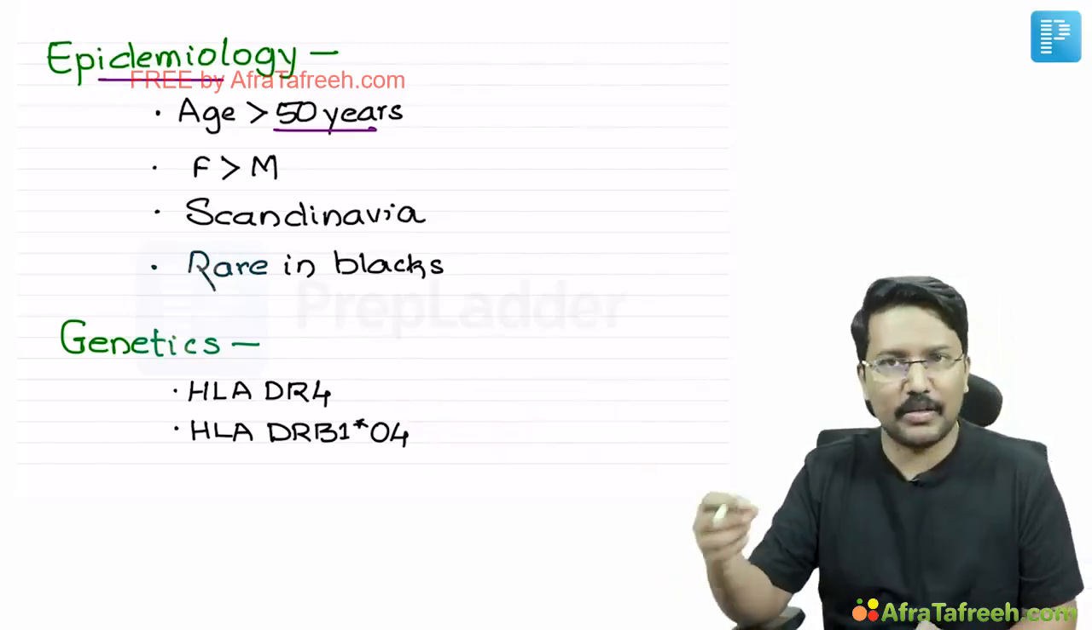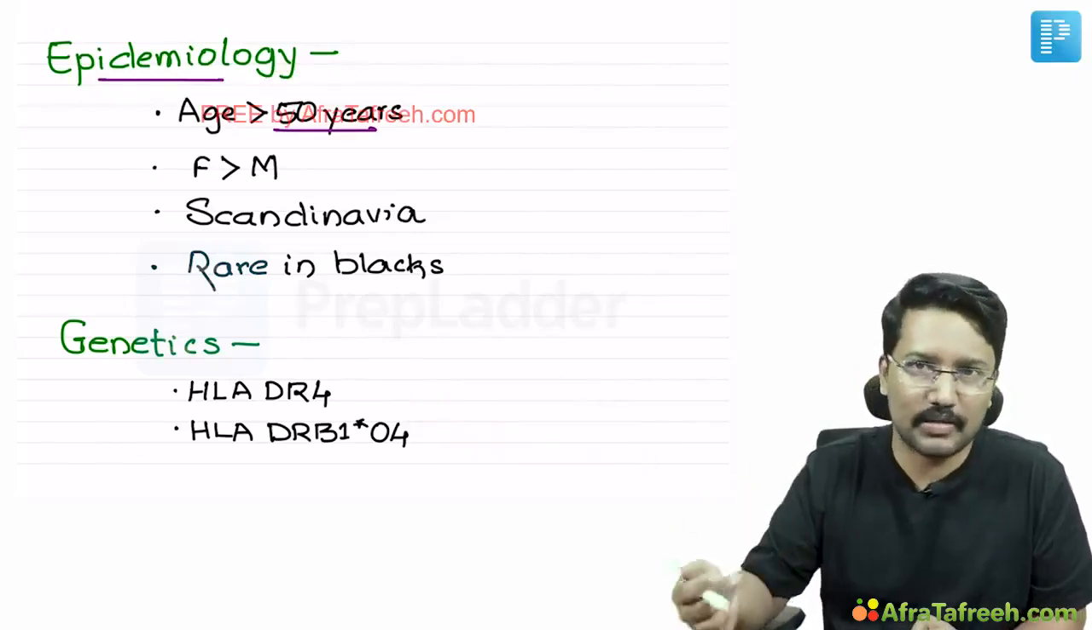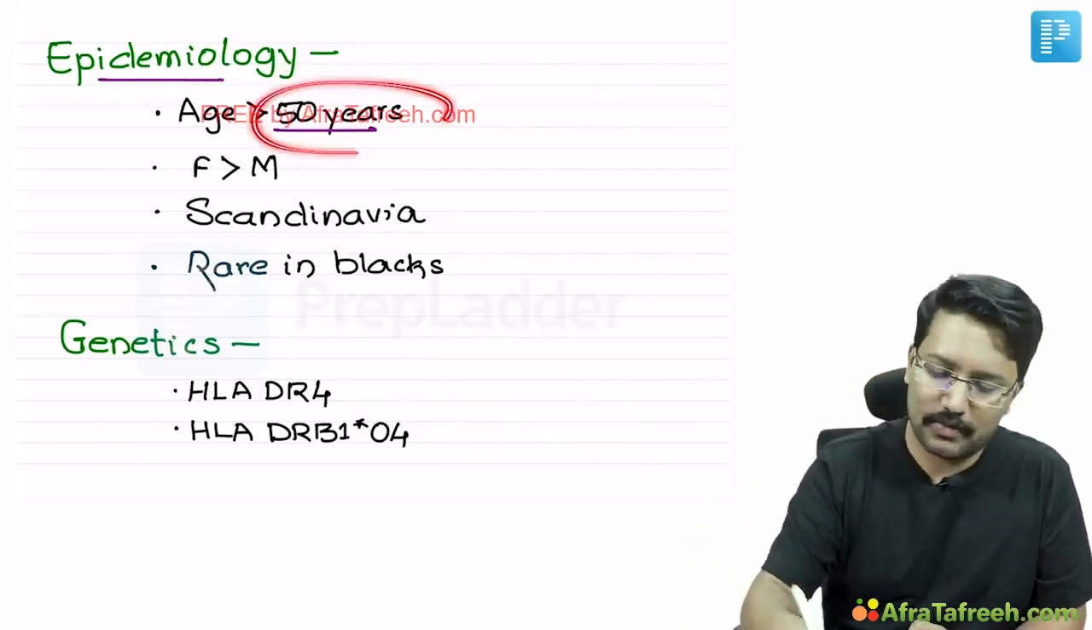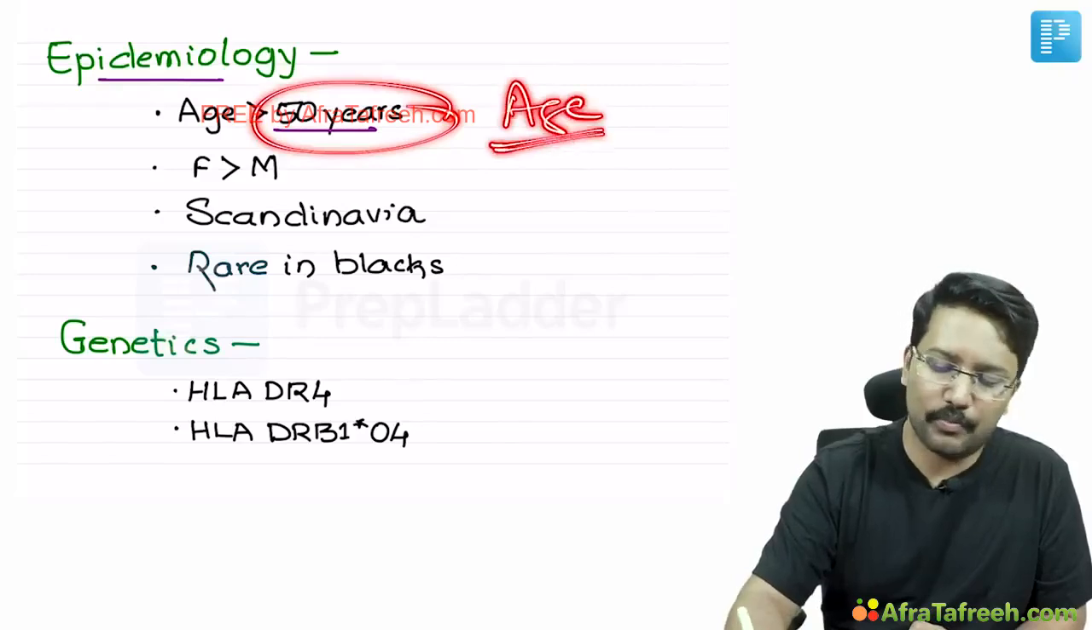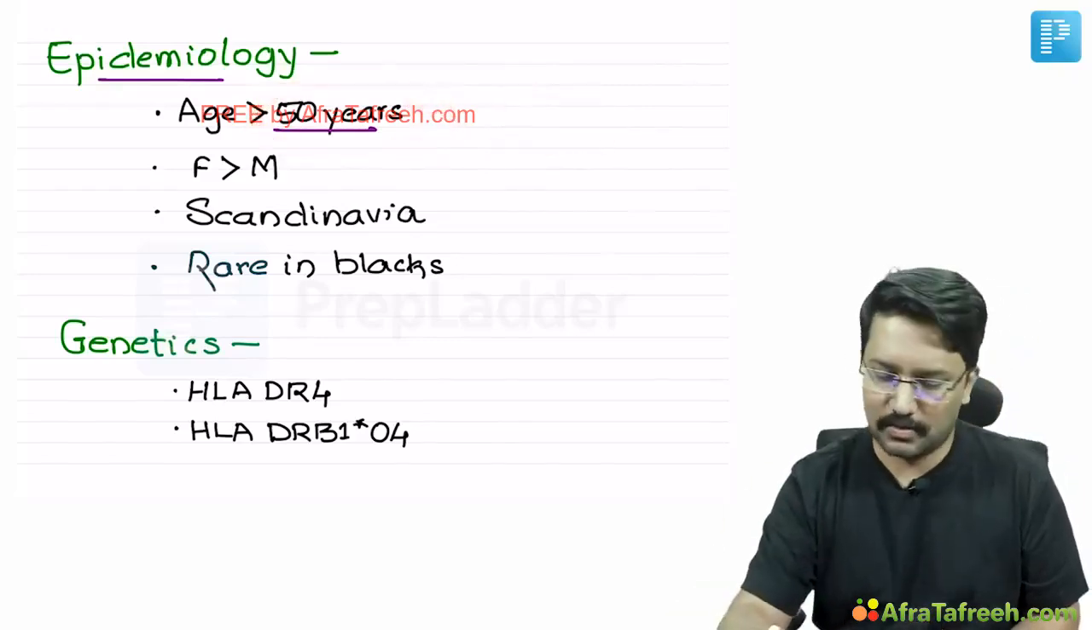But if there is a question asking what is the most important risk factor for giant cell arteritis, because it is a disorder of elderly, age is the most important risk factor.